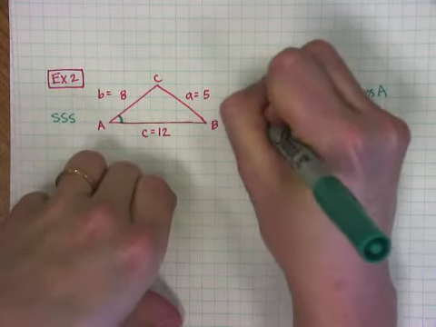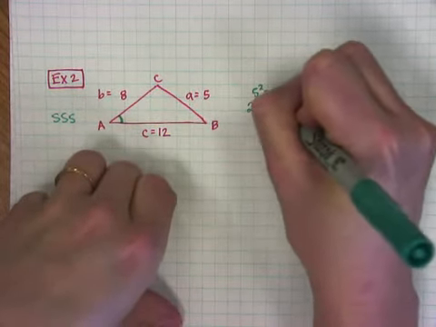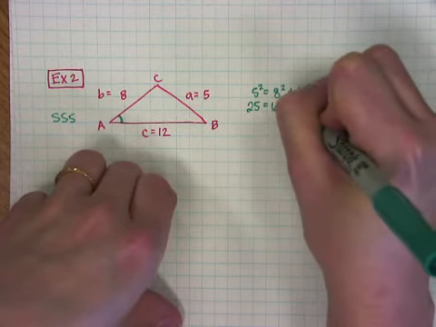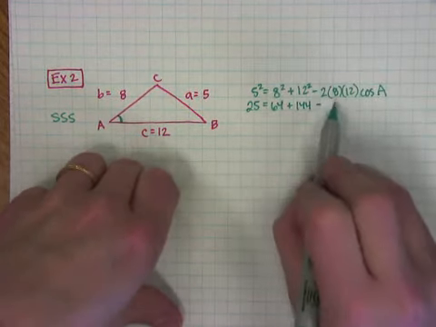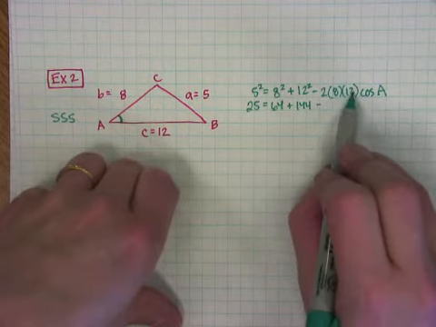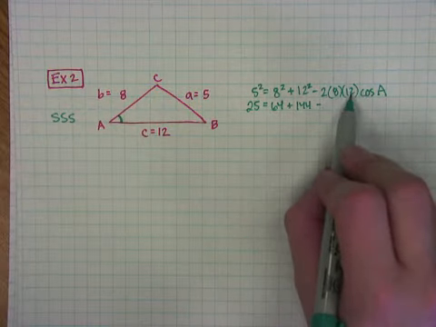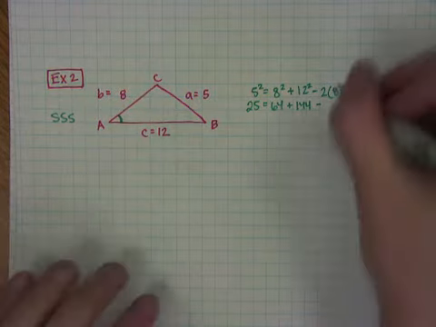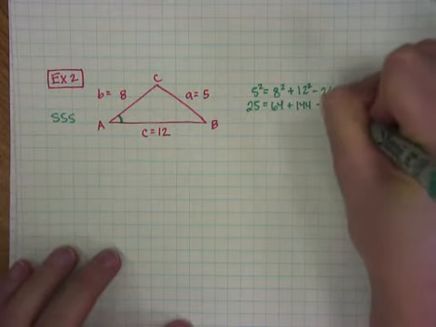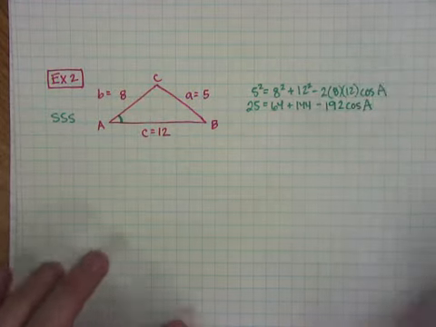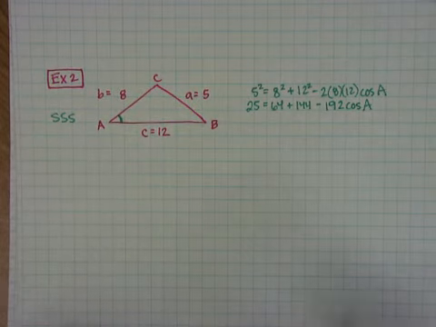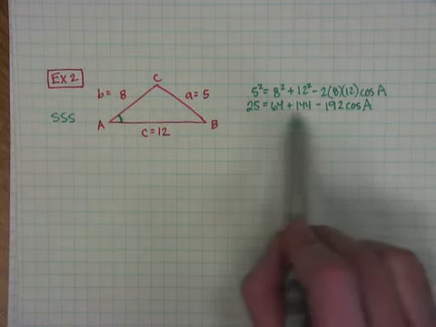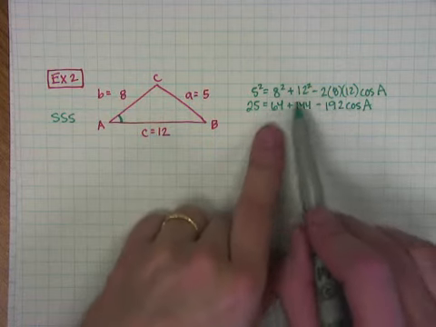So I'm going to square 5 and get 25. 8 squared is 64. 12 squared is 144. Let's see. 8 times 12, what's that? 96 times 2 is 192. Cosine A.